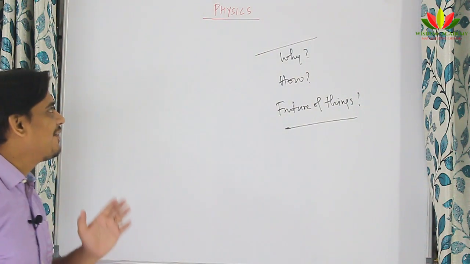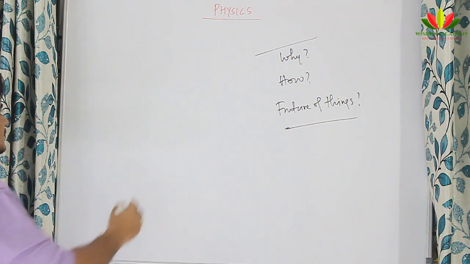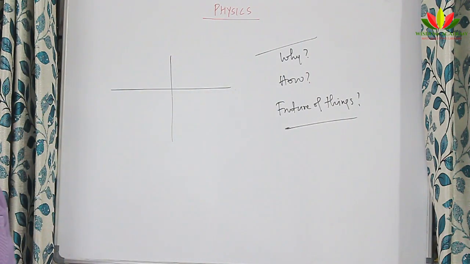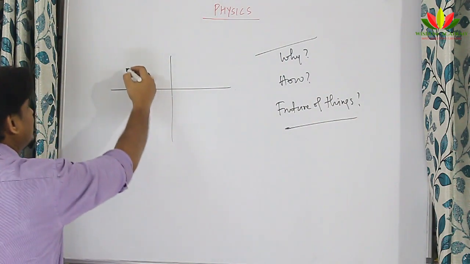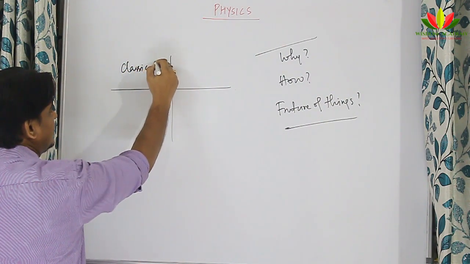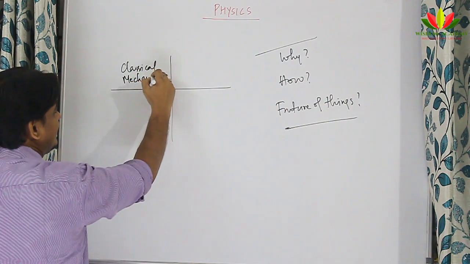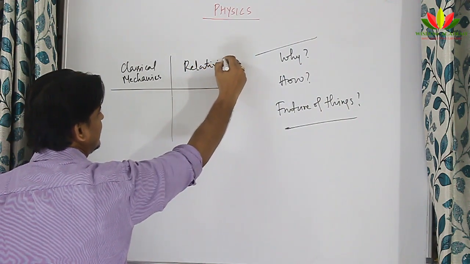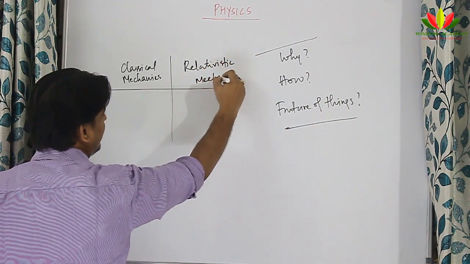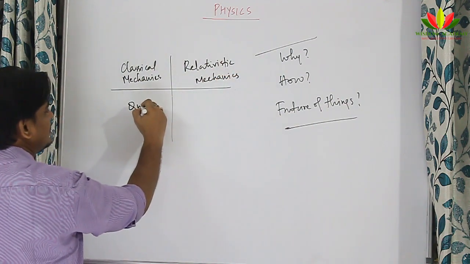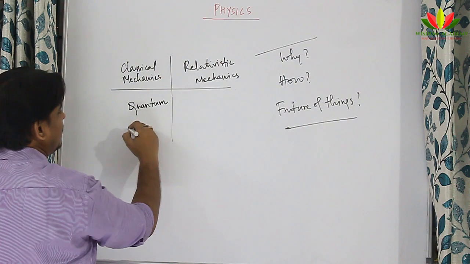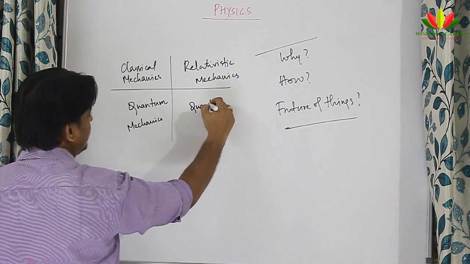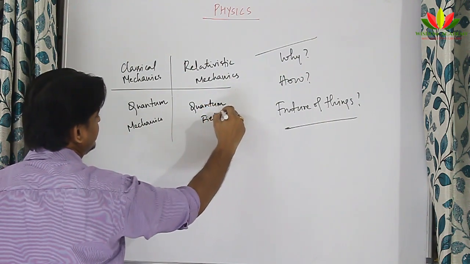So first, I would like to tell you what are the different branches of physics. To divide the branches, I have taken the help of Wikipedia, and I am dividing the branches of physics into 4 parts. First I am writing here classical mechanics, then relativistic mechanics, and then comes quantum mechanics, and then we have quantum field theory.